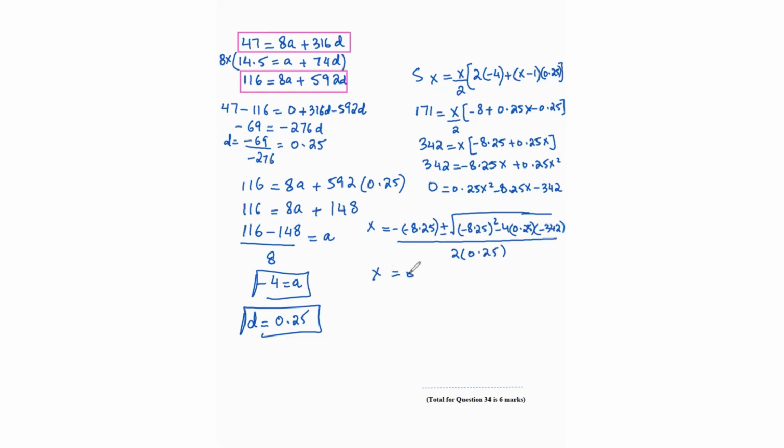So that's 8.25 over here, plus minus. Let's find out, it's going to be 20.25 over here. And this is going to be 0.5. Since x cannot be negative, we're only going to use x equals 8.25 plus 20.25 over 0.5. That gives us x as 57. That is your final answer.